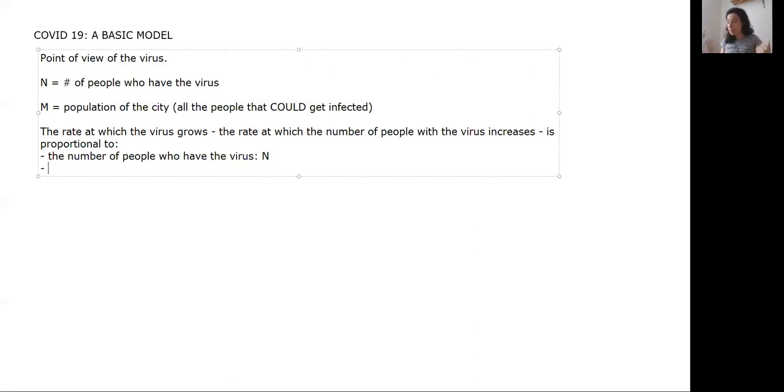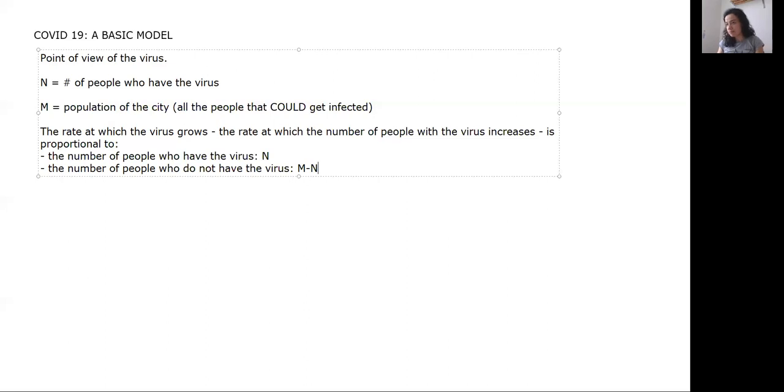Yeah, so if there's not that many people that are left to be infected, then the rate cannot be as large. So that means that this is also going to be proportional to the number of people who do not have the virus, and so that are still available to get infected. So that's all the people in the city minus the people that have gotten the virus. Okay.